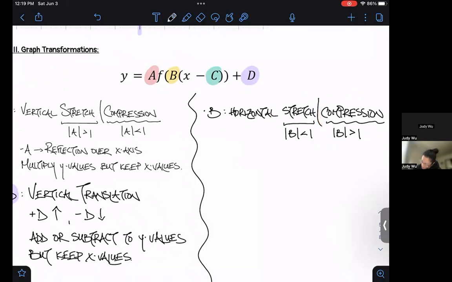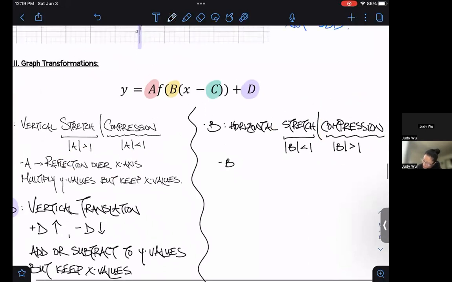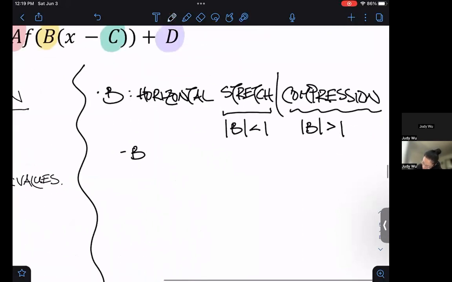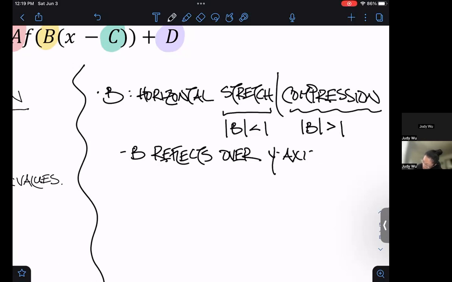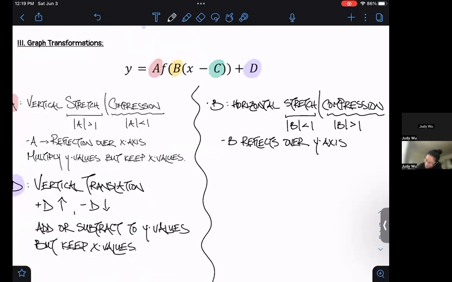Now the negative B here is also a reflection, but not over the x-axis, a negative B reflects over the y-axis, okay? And we don't multiply our y values and keep our x values, but we multiply our x values and keep our y values, okay?